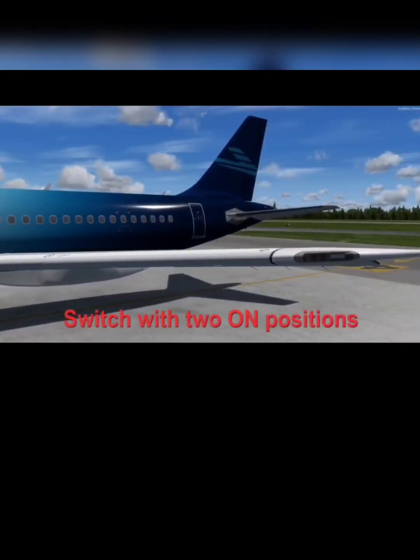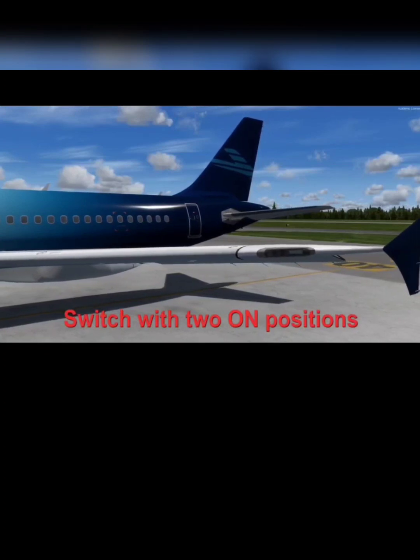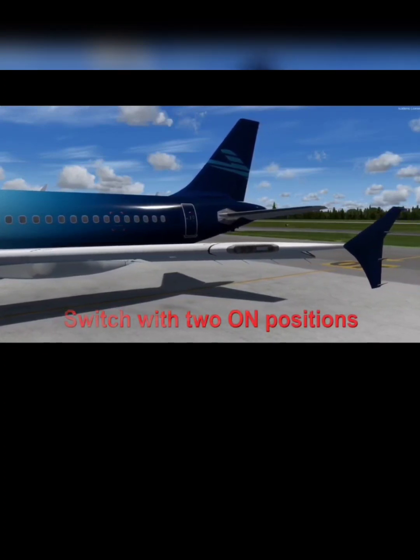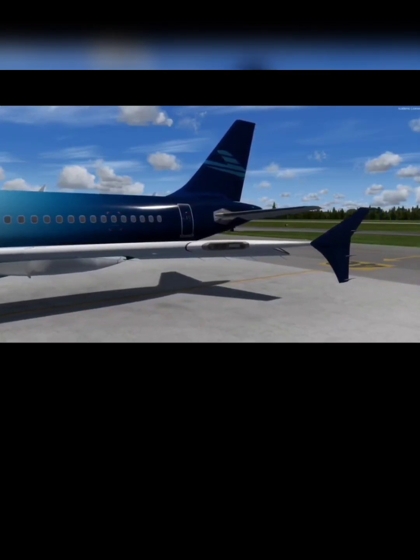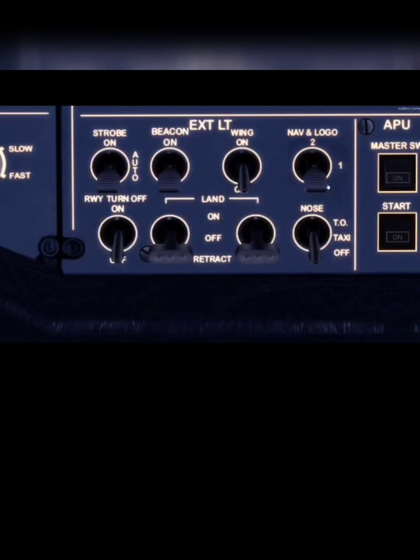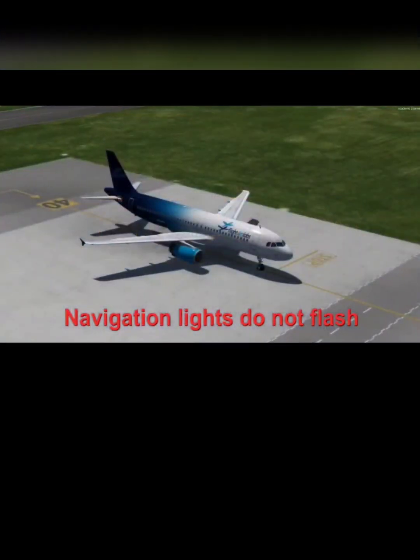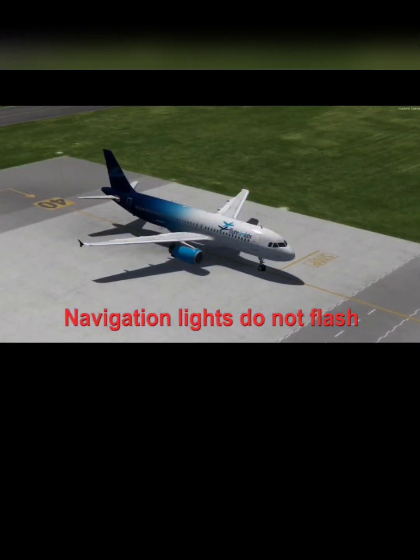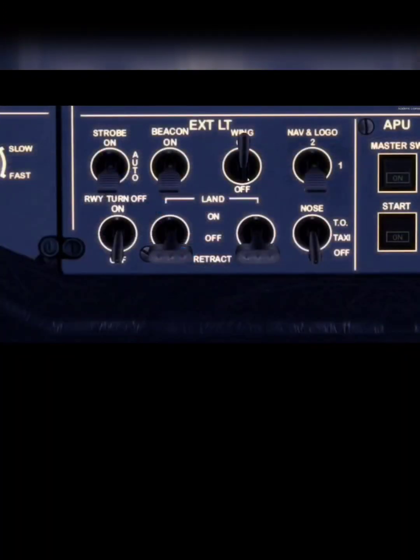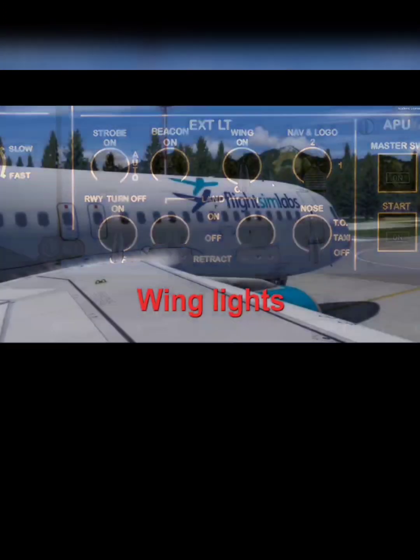Now these are on when we select the knob in on position, and they go off when we select the knob in off position in the cockpit. Navigation light, we can put it in number 1 or number 2 according to our wish, according to the company's SOP. Now we'll check the wing lights and why wing lights are used.